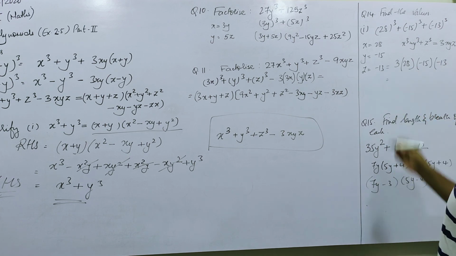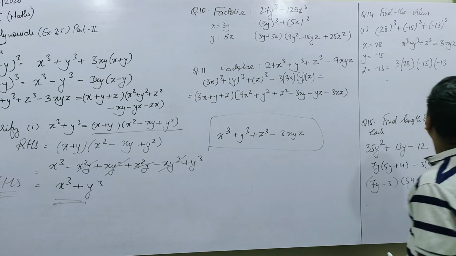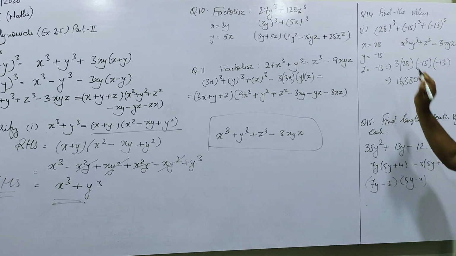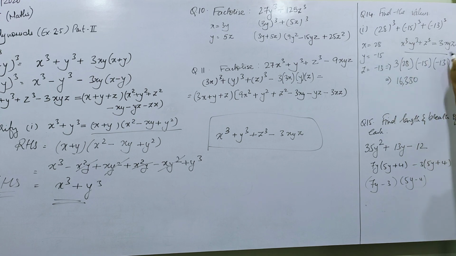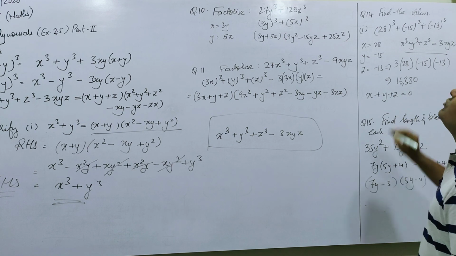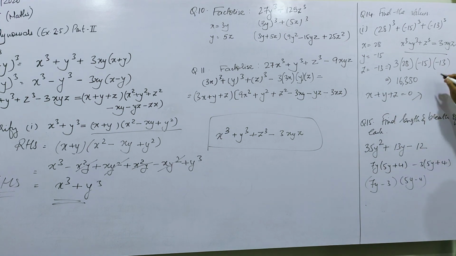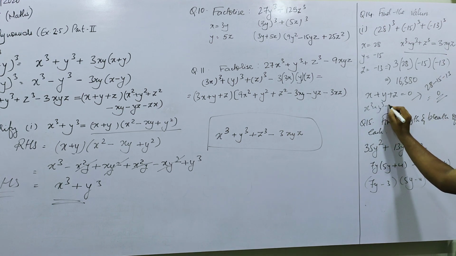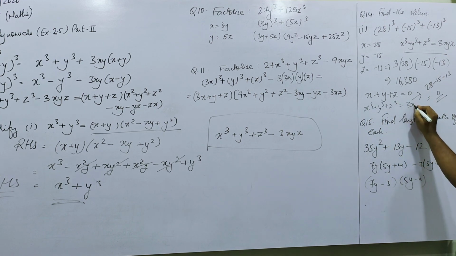So let us multiply this. So you've got the answer 16,380. You need to verify, children. This identity can be used only when x plus y plus z is equal to 0. Let us check whether x plus y plus z is 0 or not. 28 minus 15 minus 13. 28 minus 15 is 13. 13 minus 13 is 0. Then only you can say that x cube plus y cube plus z cube is equal to 3xyz. Otherwise you cannot put the value.